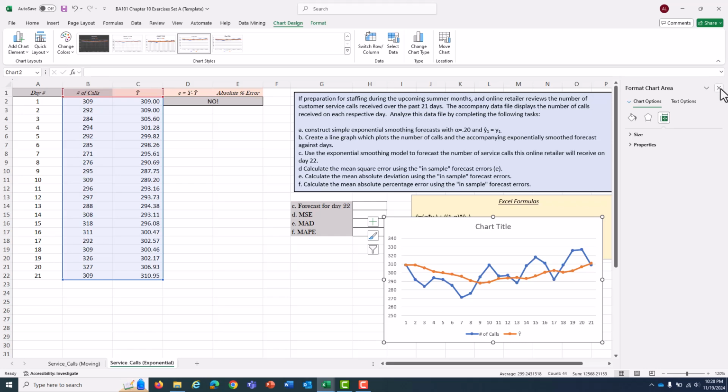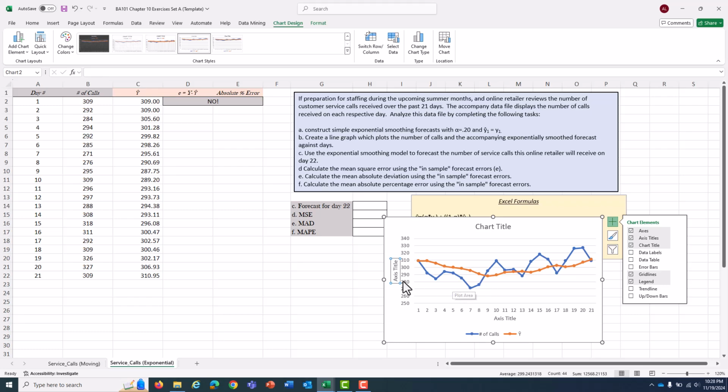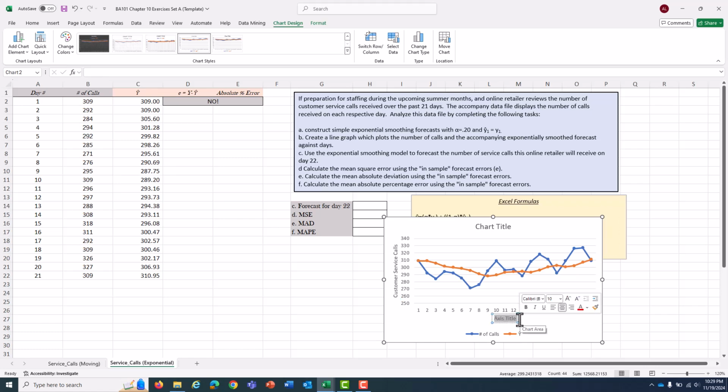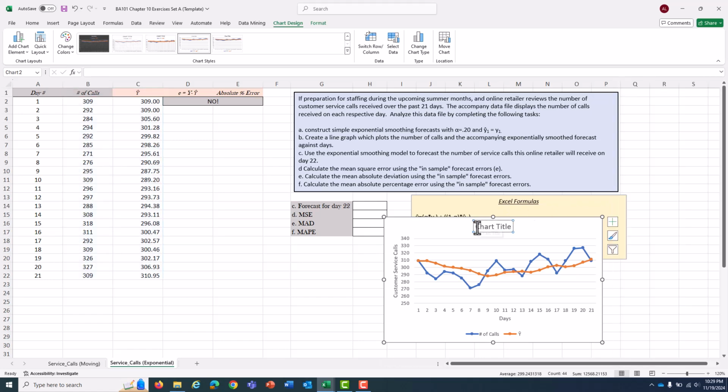Let's go through, close this out, and insert some axis titles so people know what we're going to be talking about right here. Our y-axis represents the number of calls that we had, so this is going to be customer service calls. Our x-axis follows the number of days that we had. And then we can name our chart title something more fitting, like the number of calls that we had against our smooth forecast.